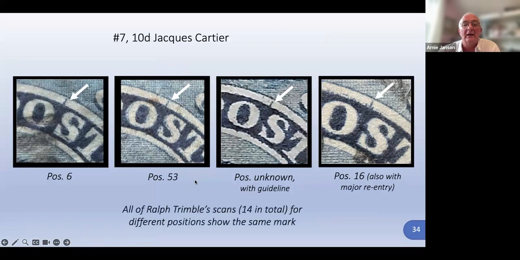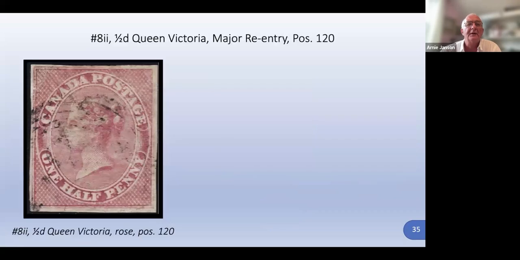While Ralph Trimble's scans show the same for different positions on the plate, they also show the same mark. That's pretty clear. It is a die mark. It was transferred on the original. For whatever reason, it appeared on the original die and has been transferred to all the different positions on the printing plate. Moving on to number 8, the half-penny Queen Victoria with a major reentry, position 120.